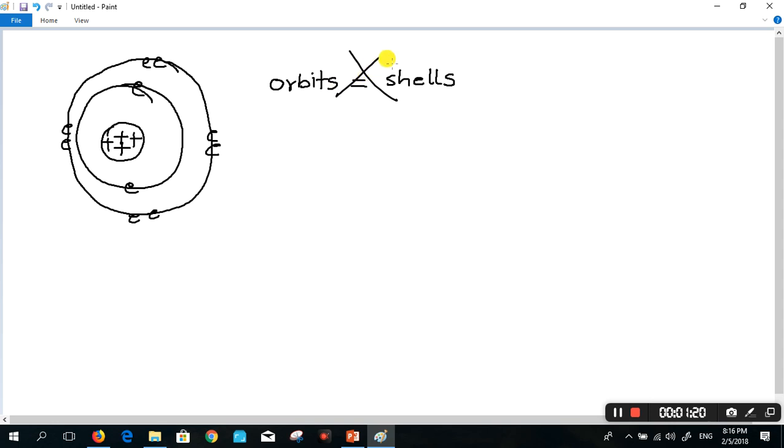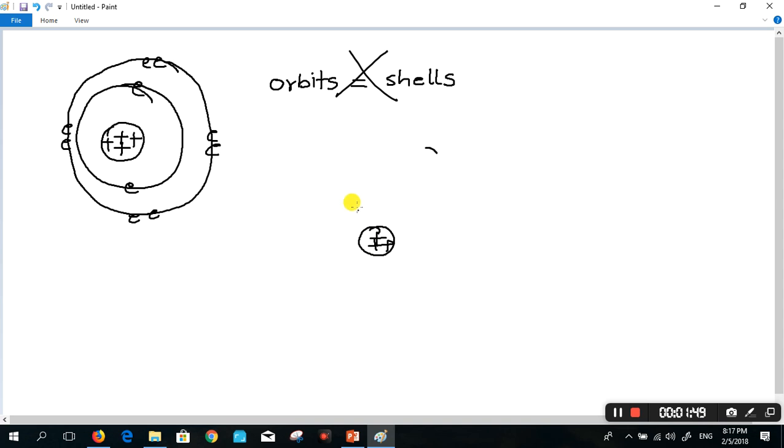Electrons are moving definitely around the nucleus, but the movement is not in neat circles. So for example, if I was to draw a nucleus, the electron is something that would not be moving like this, but would be moving more like this. You wouldn't be able to find a very neat path that it follows.